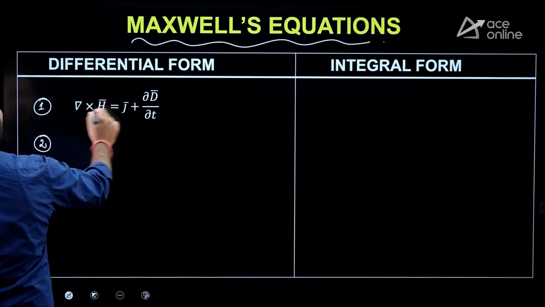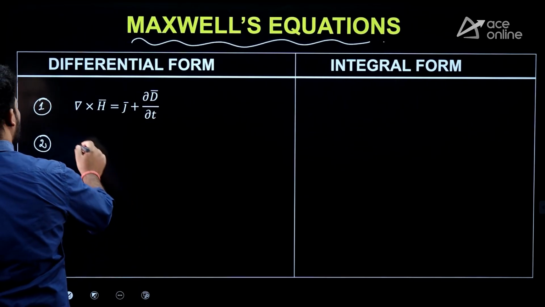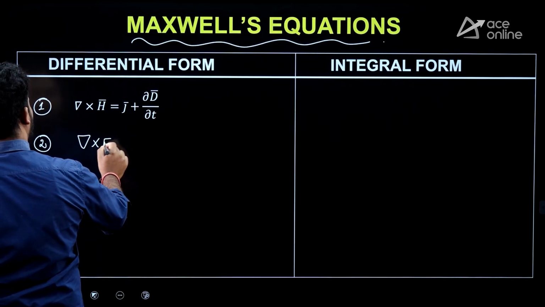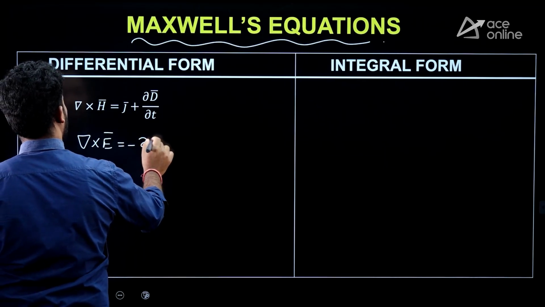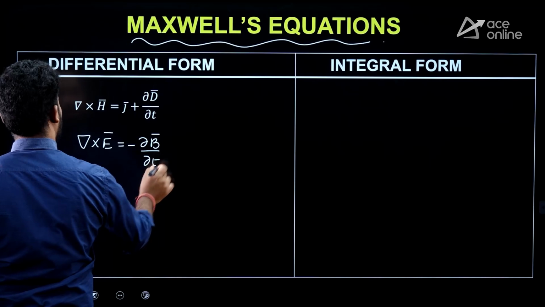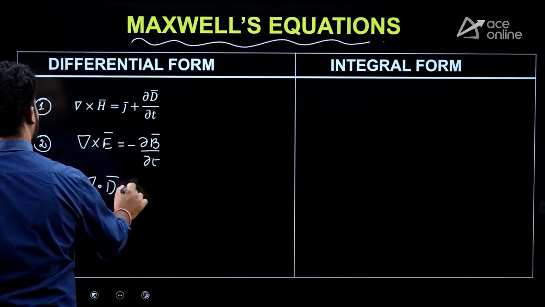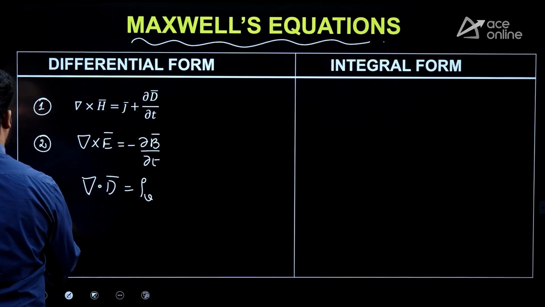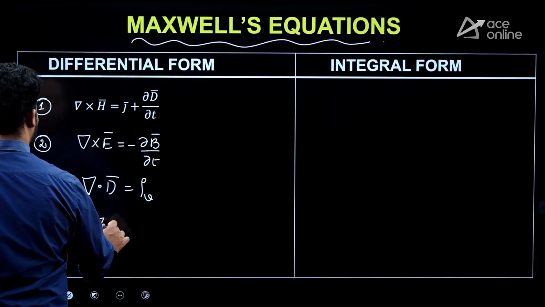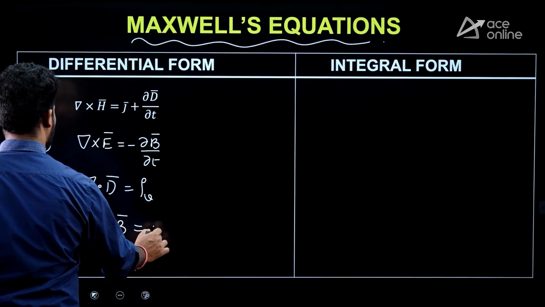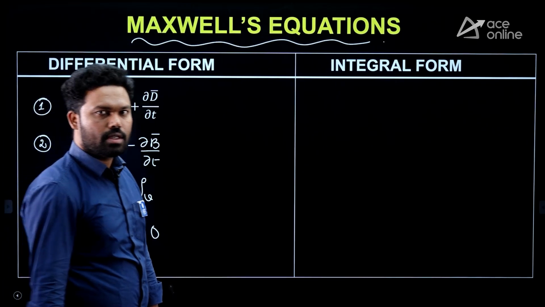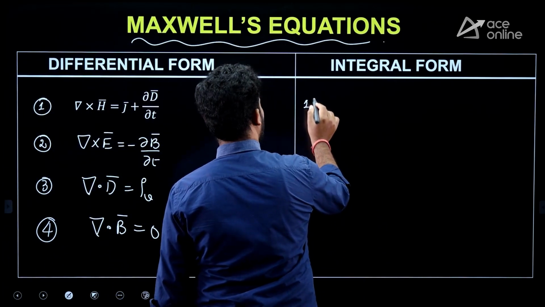Number 2, del cross H is equal to J plus dou D by dou t. The other one, del cross E is equal to minus dou B by dou t. Third one, divergence of D is equal to rho v. Fourth one, divergence of B is equal to 0. These are called differential forms. And there is another form, called the integral form.